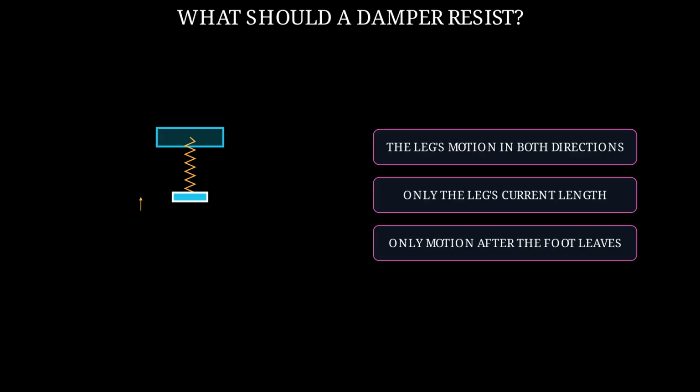What should a damper do during compression and extension? Should it resist the leg's motion in both directions? Should it add another restoring force based only on length? Or should it act only after the foot leaves the ground? Choose one mechanism.